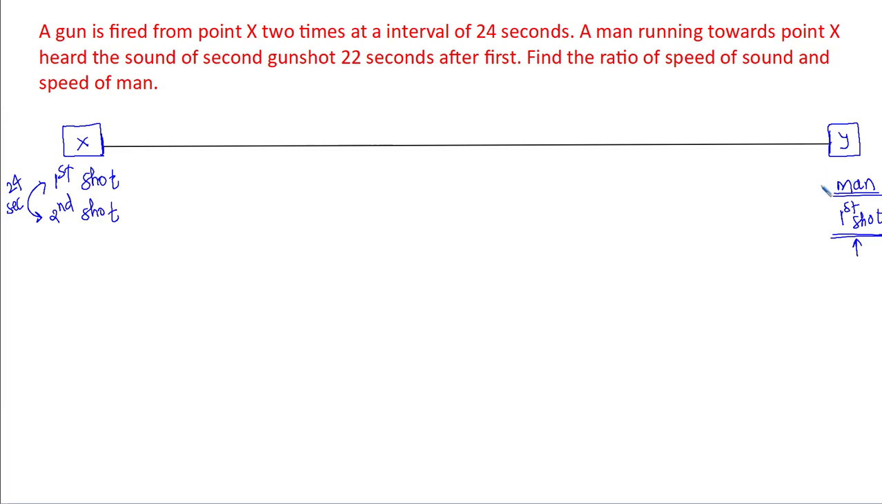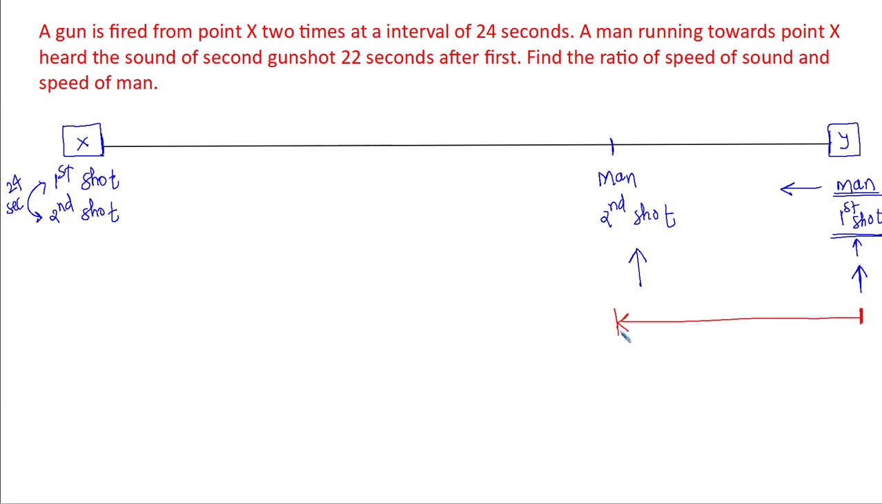Because the man is approaching towards point X. Let's say the man heard the second gunshot here. This is the place where the man heard the second gunshot. If the man stands here only, then he can hear the second gunshot after 24 seconds, but the man moved ahead towards X, so that is why the man heard the second gunshot in 22 seconds instead of 24 seconds.